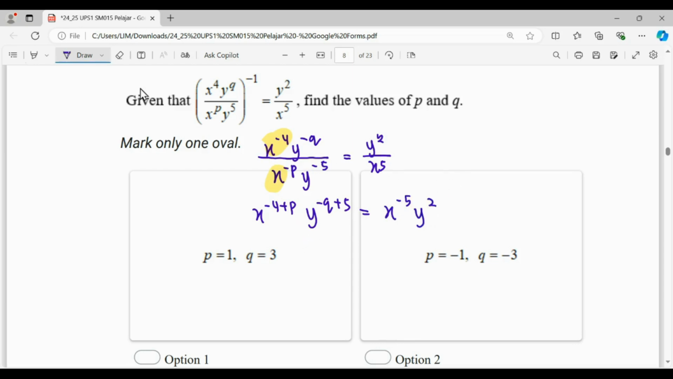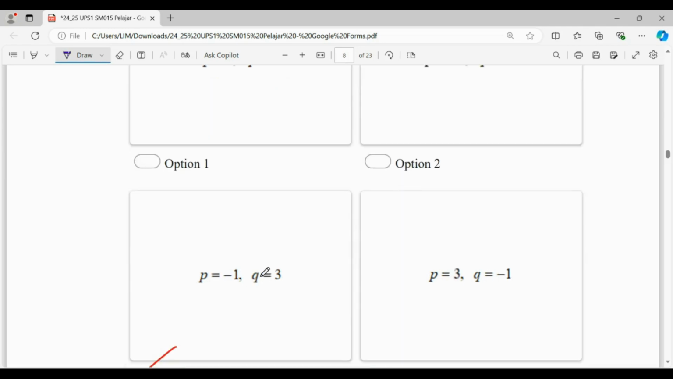As we compare the power, negative 4 plus p equals negative 5. So p will equal negative 1. Then as we compare the power of y, negative q plus 5 equals 2. Negative q will equal negative 3. q will equal 3. So here we have our option.